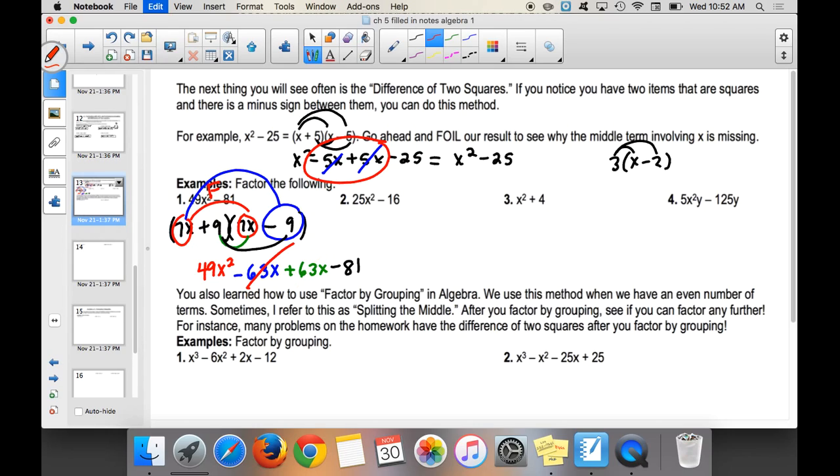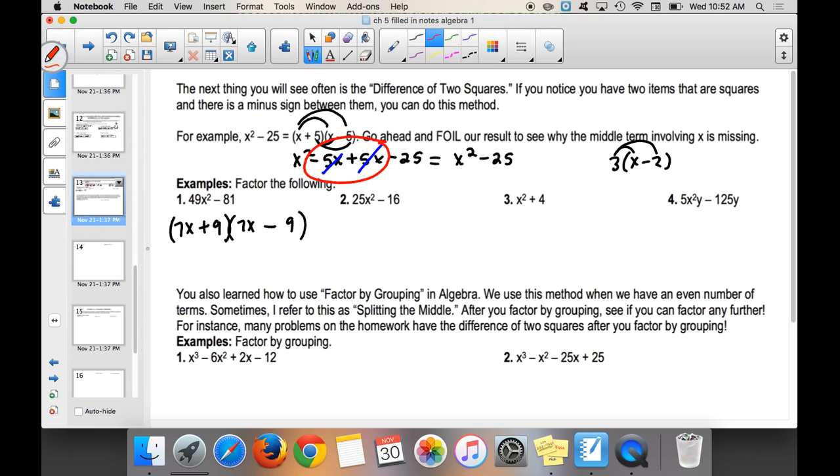So our answer for this was 7x plus 9 times 7x minus 9. Easy enough? Wait, so how did you get that? How did you know to start out with that 7x? Because 7x times 7x is what's giving me the 49x squared.